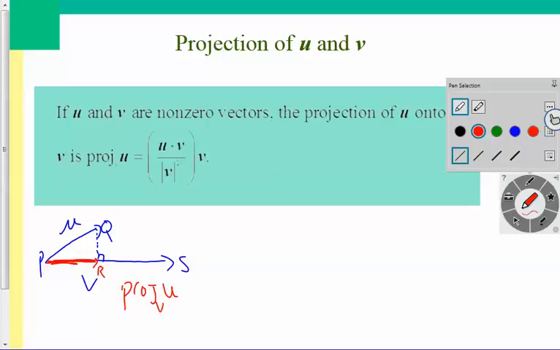So the formula for calculating the projection of u onto v is equal to u dot v over the square of the magnitude of v, times v, the component vector. If that makes sense. Hopefully.